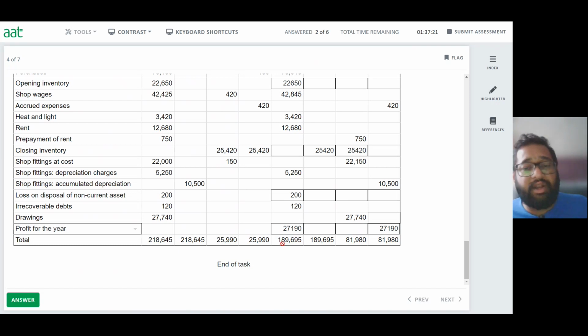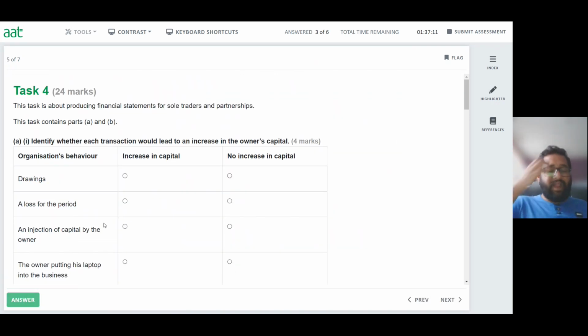If you look at that here, 189,695 debit and credit here, 81,980 pounds debit and credit here. So that is absolutely fine. So we're going to complete this. I'm going to submit the assessment just to show you whether I have got everything right at the moment.